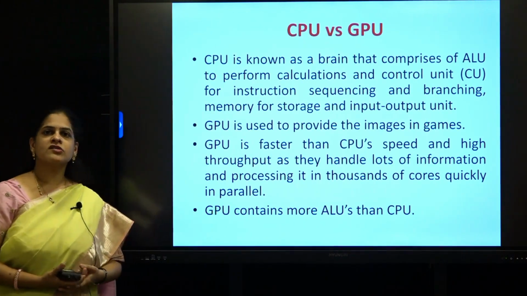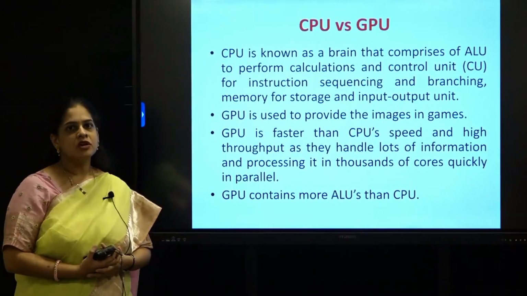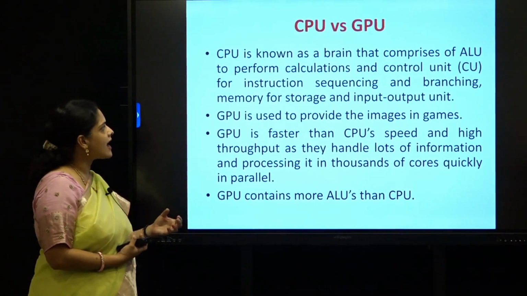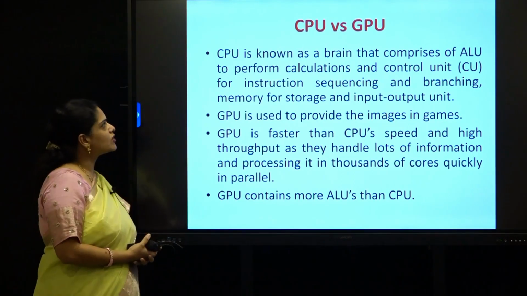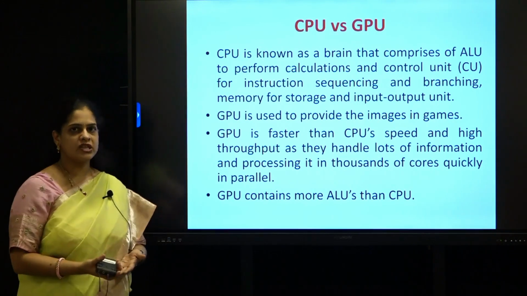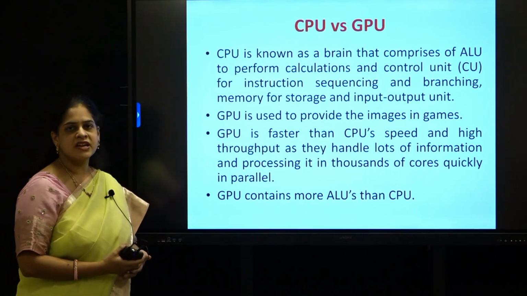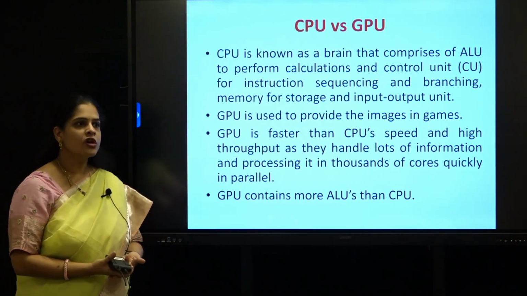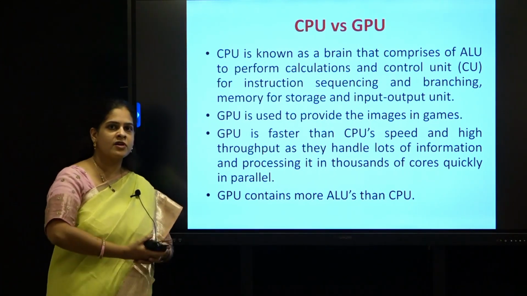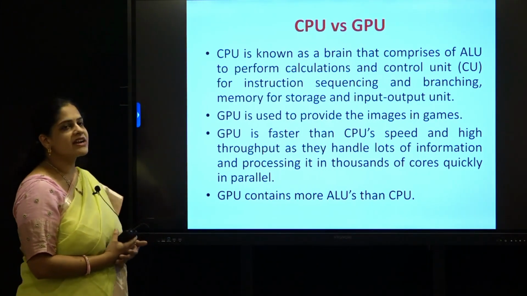When we come across high performance computing, we make use of something called GPUs. GPU stands for graphics processing unit, and these are highly capable processing units. When we talk about GPUs, we need to compare a CPU and a GPU and see the difference between them. The CPU, as we already know, is called the brain of your computer, which contains several functional units like your ALU, which is responsible for performing arithmetic operations, as well as a control unit, which is responsible for generating the timing and control signals. When it comes to a GPU, the GPU is used to provide the images in games.